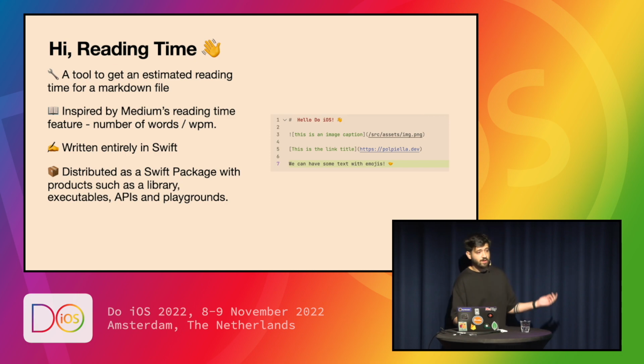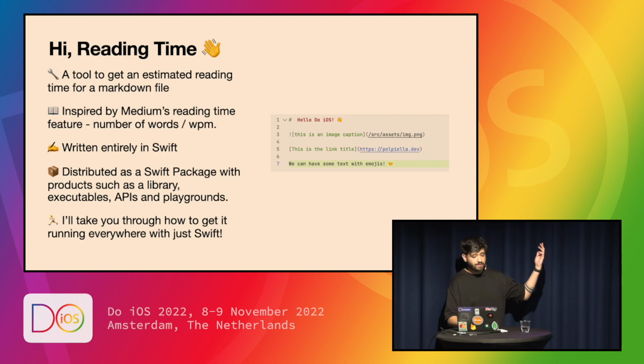It's distributed, as I said, as a Swift package, so it's a monorepo with a library, executables, APIs, playgrounds. So it's got all of that, and at the core, it's a Swift library. So everywhere that I'm taking this, you're going to execute Swift code. And I'll take you through how to get it running everywhere that I've done so far just with Swift.